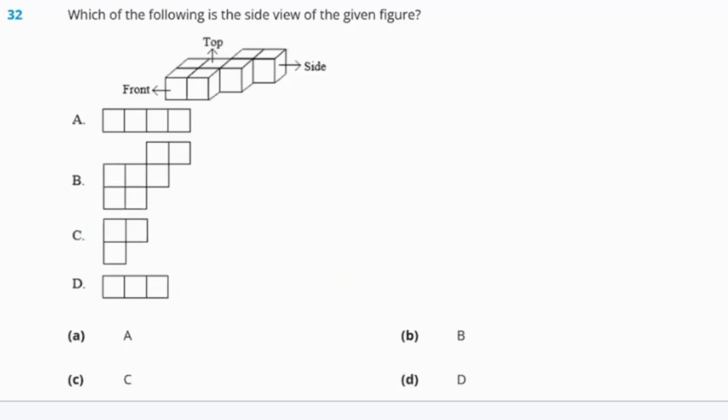Now question number 32. Question number 32 is saying which of the following is the side view of the given figure. If we are talking about this, the side view of the given figure has to be this option. Okay, this is the side view. It will be in a sequence only. So option D is the correct answer.